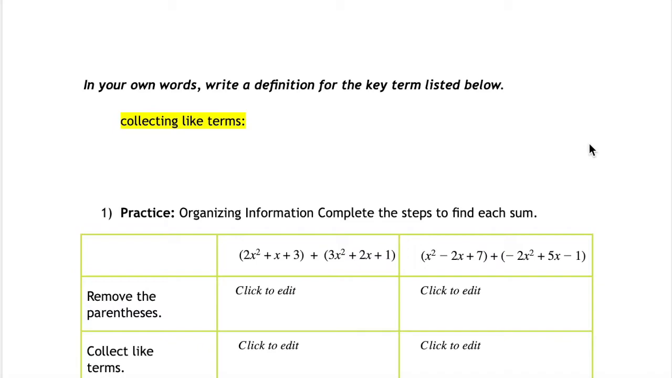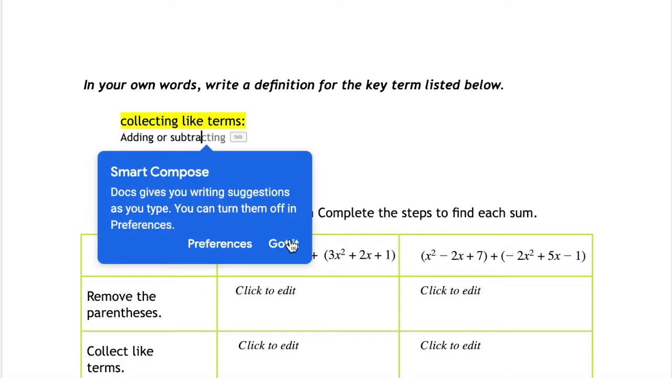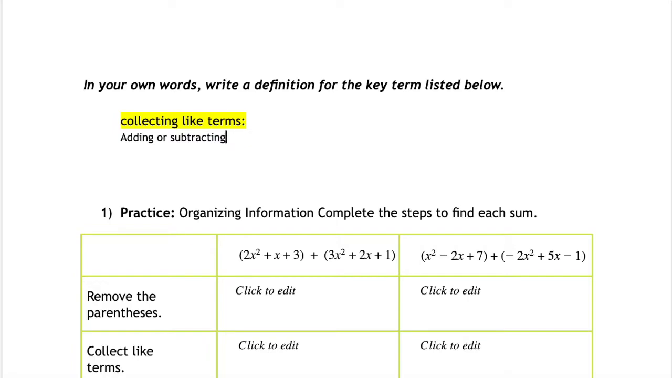So before we even get started, our method for adding and subtracting polynomials is through combination of like terms, right? Combining like terms or collecting like terms. So we should probably define what that means. Collecting like terms is when you're adding or subtracting terms with the same variable raised to the same exponent.